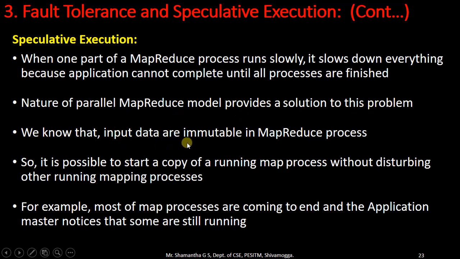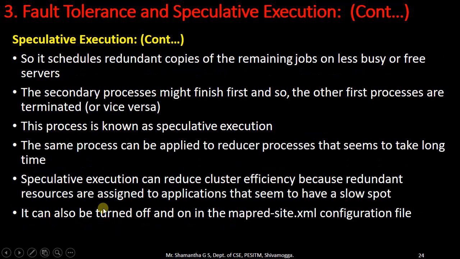We know that input data is immutable in the MapReduce process, so it is possible to start a copy of a running map process without disturbing other running map processes. For example, most of the map processes are coming to an end and the application master notices that some are still running. So it schedules redundant copies of the remaining jobs on less busy or free servers. The secondary process might finish first and so the other first process is terminated, and vice versa. This process is known as speculative execution.